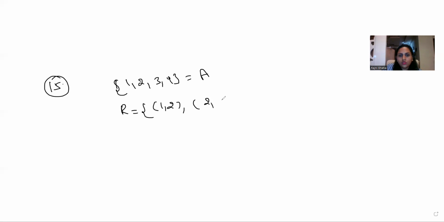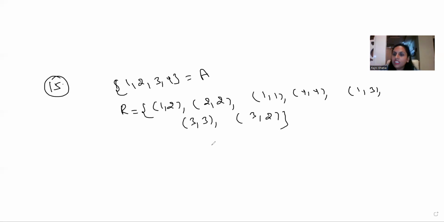Now question number 15. Question 15 says, a relation is defined on the set {1, 2, 3, 4}. So we can say that this is basically the set A on which our relation is defined. And the relation R is given by (1, 2), (2, 2), (1, 1), (4, 4), (1, 3), (3, 3), and (3, 2). We have been given some options. The options talk about the reflexive, symmetric, and transitivity of this relation. So first we'll check the reflexive part.